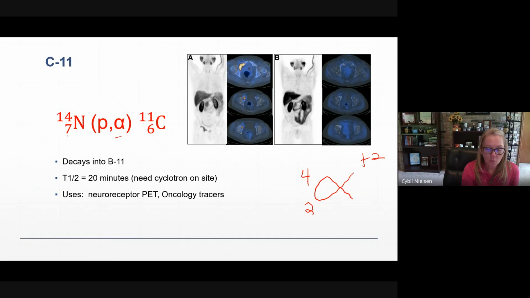All right, so what's happening here? We've got 1 proton in, and the alpha particle is 2 protons out. So 7 plus 1 is 8. 8 minus 2 is 6. And on the top, we have 14 plus 1 minus 4. 14 plus 1 is 15. 15 minus 4 is 11.